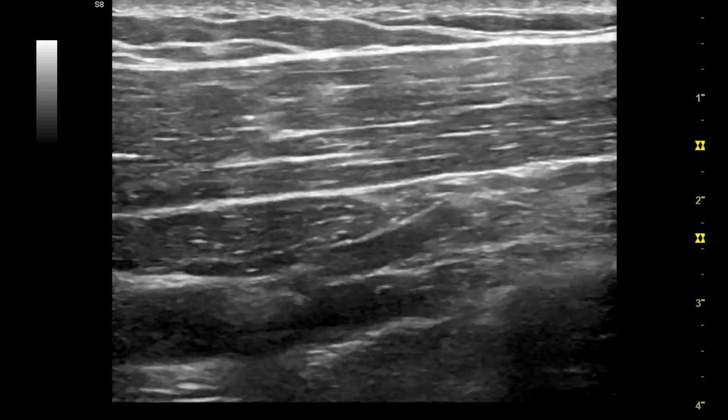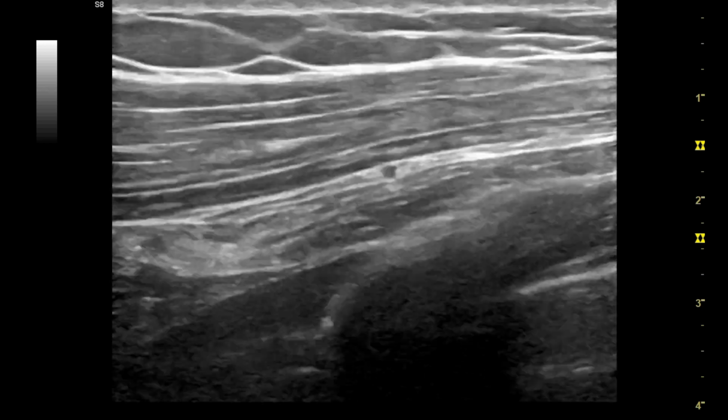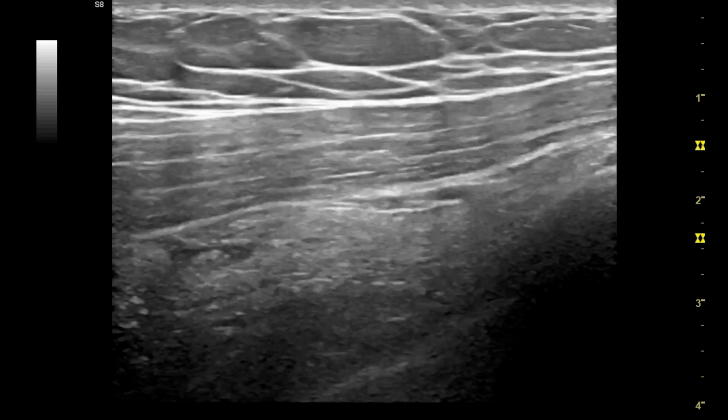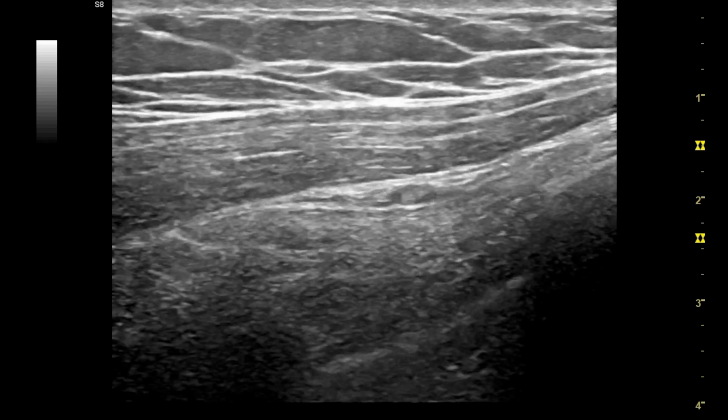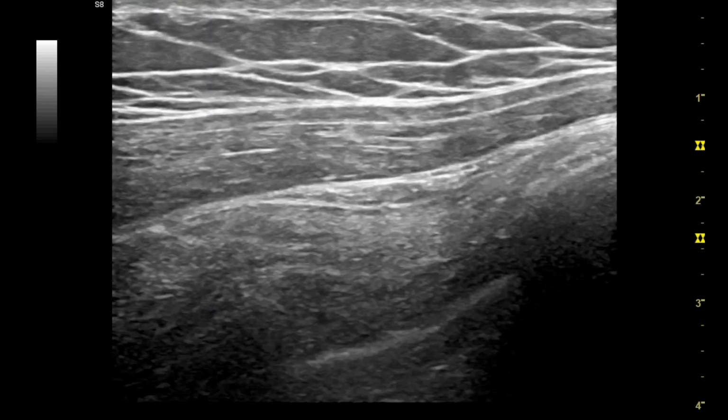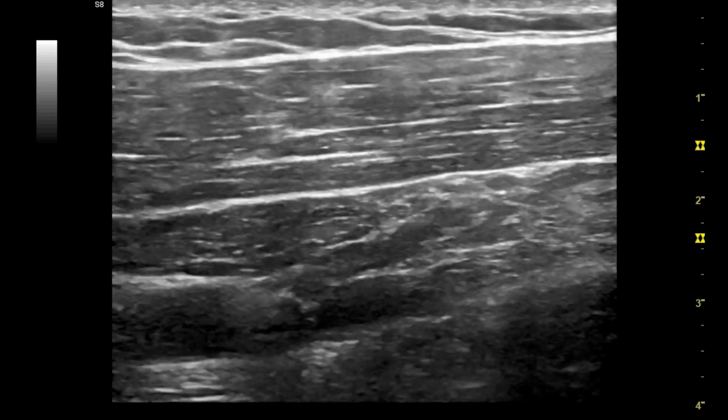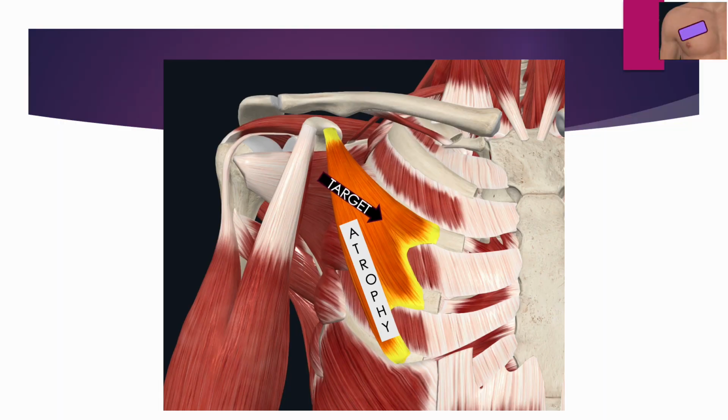Long axis view is then performed moving from cranial to inferior, and it shows the normal hypoechoic muscle becoming hyperechoic, suggesting atrophy. Review of the musculoskeletal ultrasound reveals atrophy in the lower lateral aspect of the pec minor. The goal was to target the thickened area of muscle with botulinum toxin under ultrasound guidance.